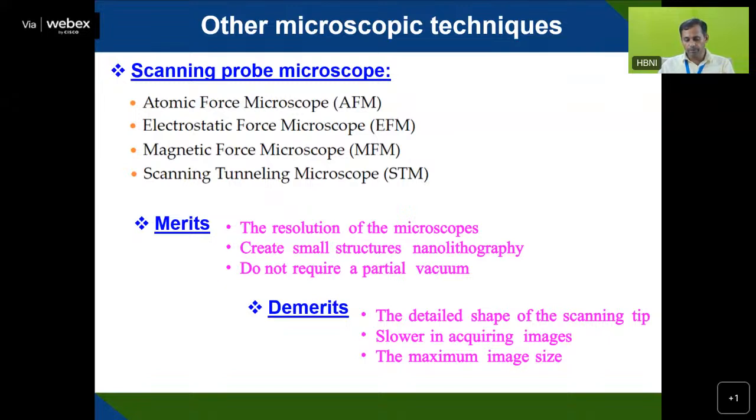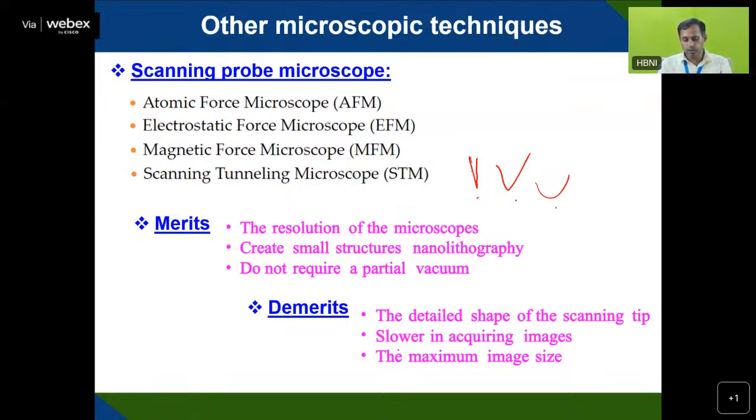But the problem is that you have a scanning tip, and that tip is mostly damaged. If you do a tapping mode or contact mode at slightly higher speed, then it may damage, so the data may be affected. Detailed shape of the scanning tip matters. If you have a sharp tip, you get a better image. If you have a broad tip, you won't. So depending on the tip thickness, the microscopy images will be different.